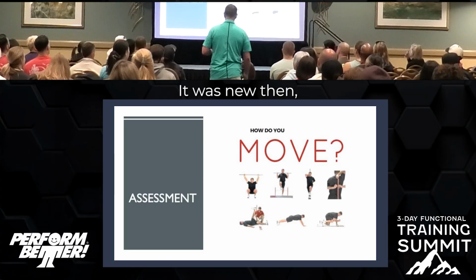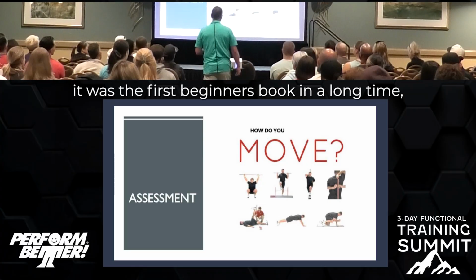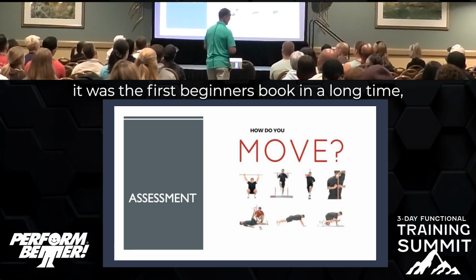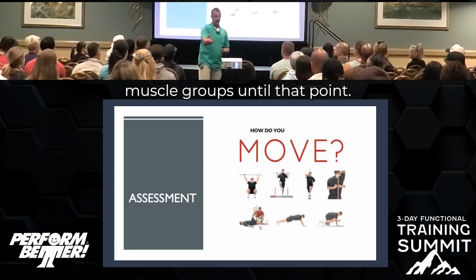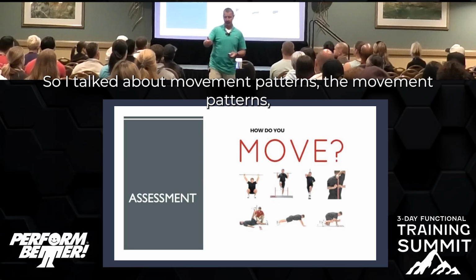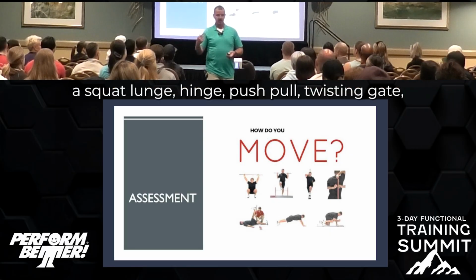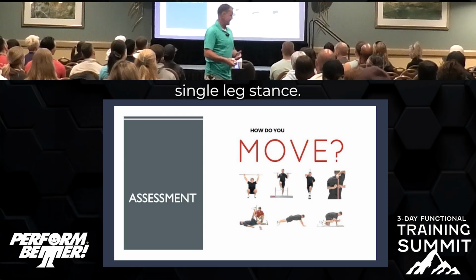It was new then. But the idea of that book, it was the first beginner's book in a long time, and it talked about movement patterns, not muscle groups. Everything had been bodybuilding muscle groups until that point. So I talked about movement patterns. The movement patterns are squat, lunge, hinge, push, pull, twist, and gait, single leg stance.